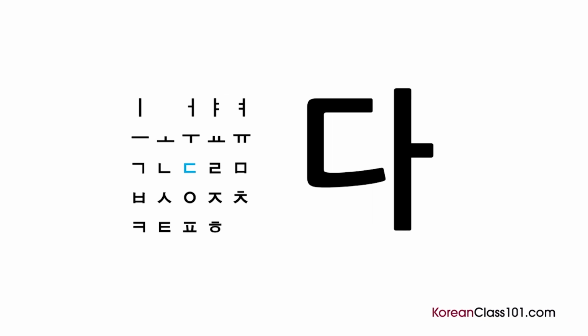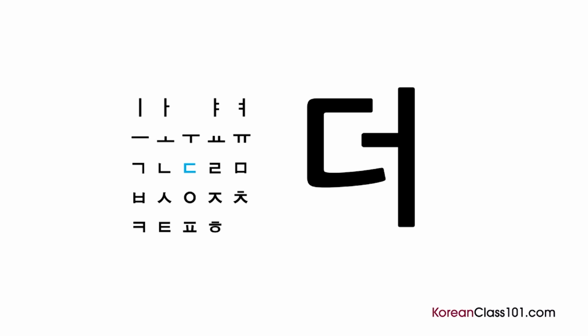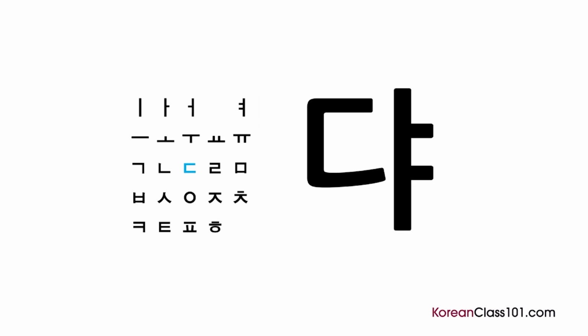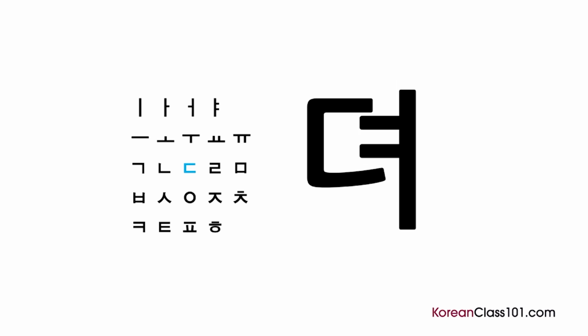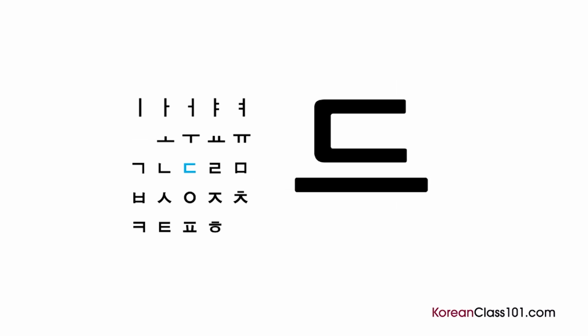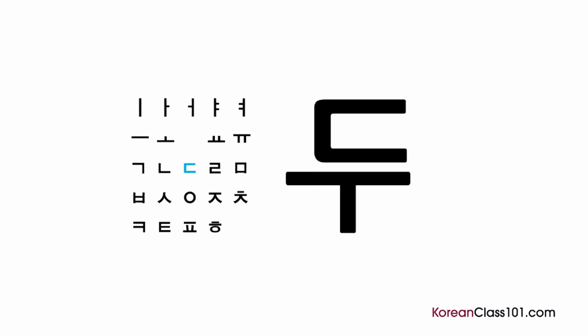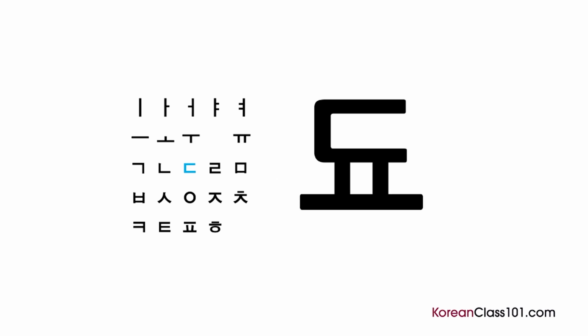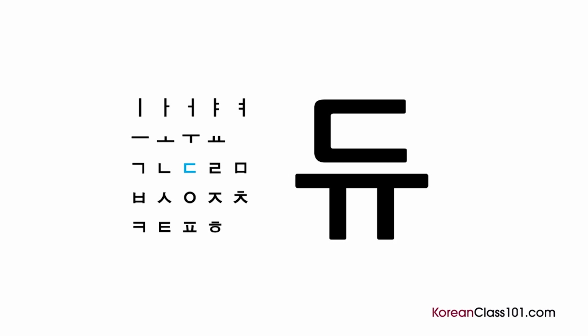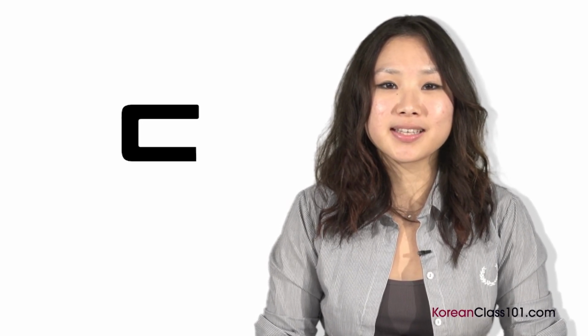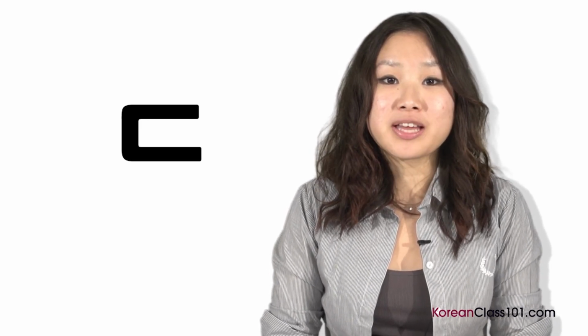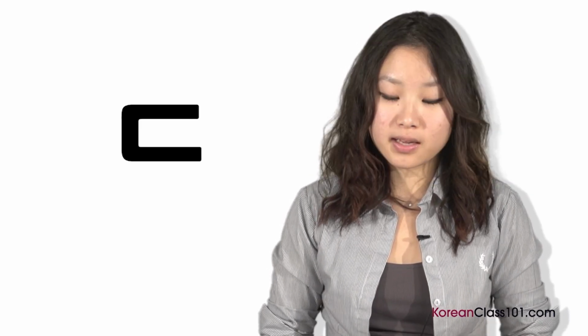다, 더, 뎌, 드, 도, 두, 듀. When you look at the shape, think about the first line as the dirt and the second line as the path of somebody digging. 디귿. Here's another important question word in Korean.